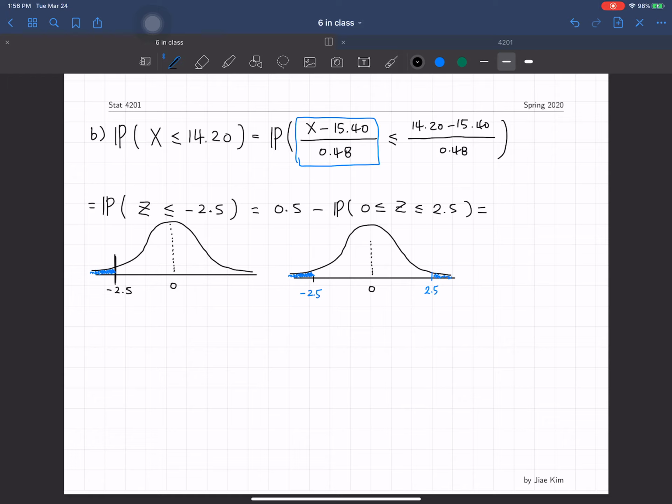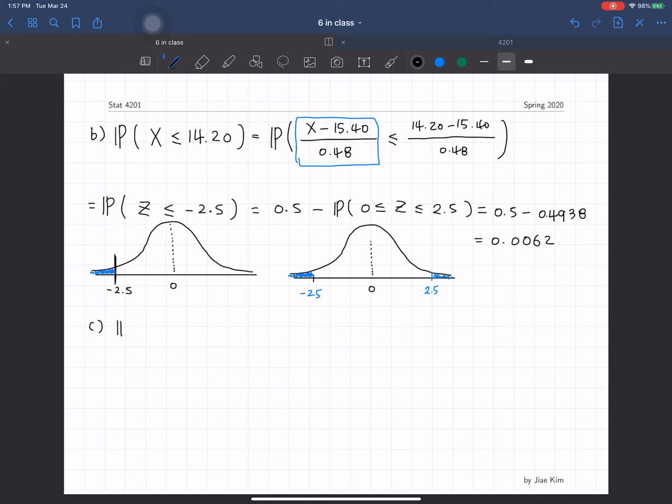I guess you're back. So it is 0.5 minus the probability of Z being between 0 and 2.5, which is 0.4938, giving us a probability of 0.0062. This is very small, and we can see why, because we're looking at the end tail probability.